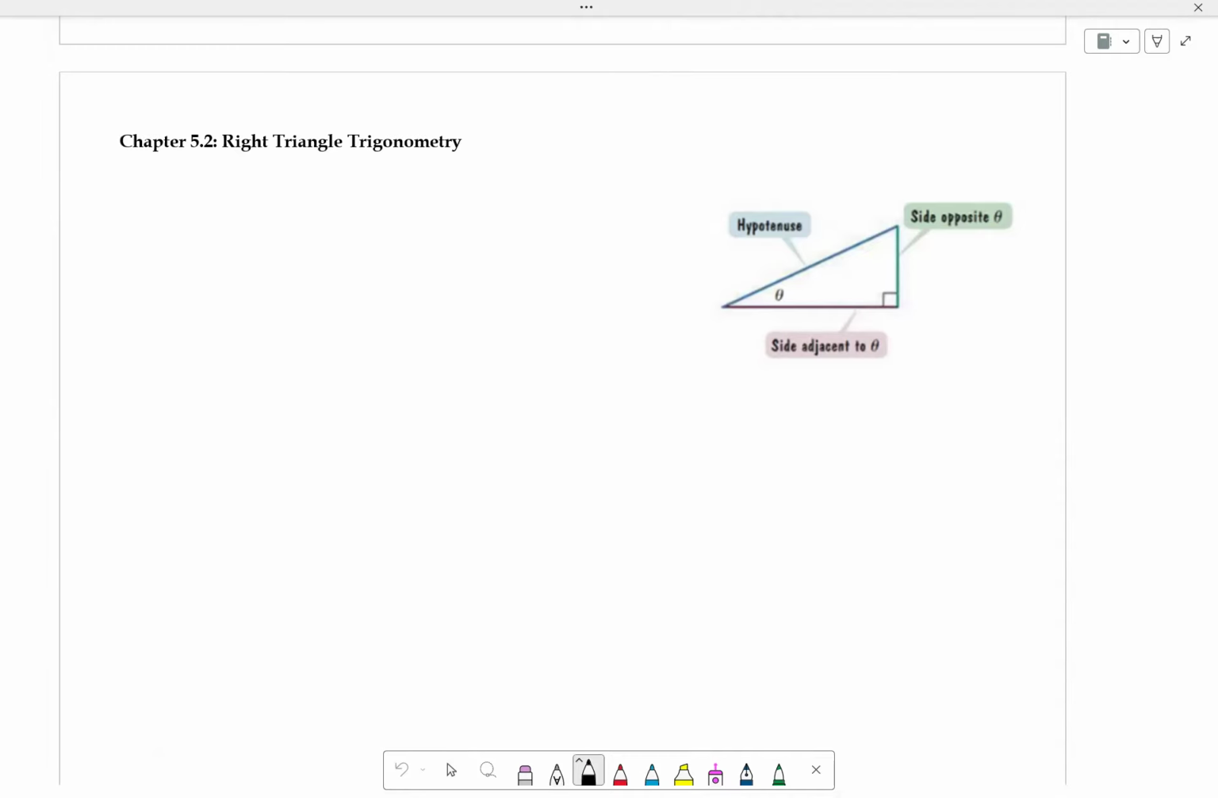What is it? S, O, H. Okay. And the meaning is that sine.